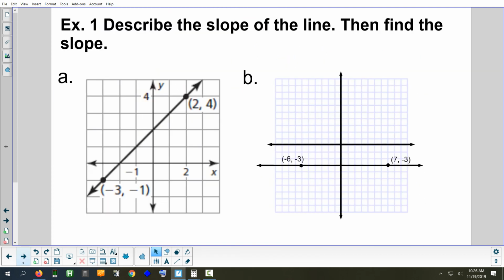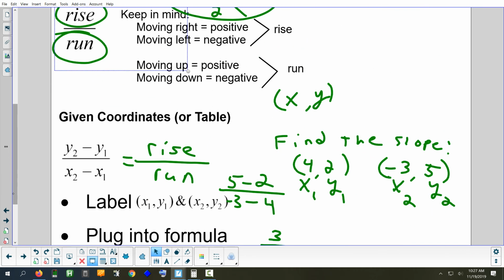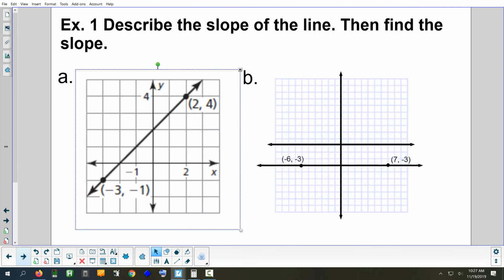Okay, so let's look at an example. Now, in 1a, you've got a choice. You've got an x and a y. You've got another x and another y. So you could use the formula, y2 minus y1 over x2 minus x1. I think that's more work. I think when you have a picture, it's a lot easier to just count.